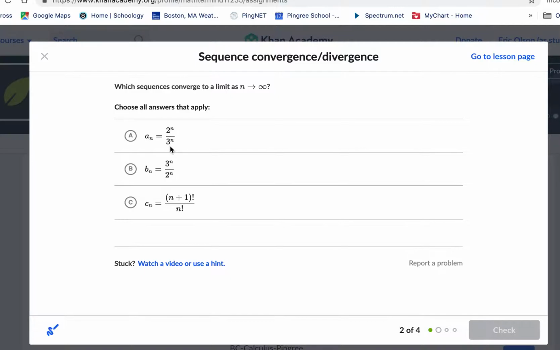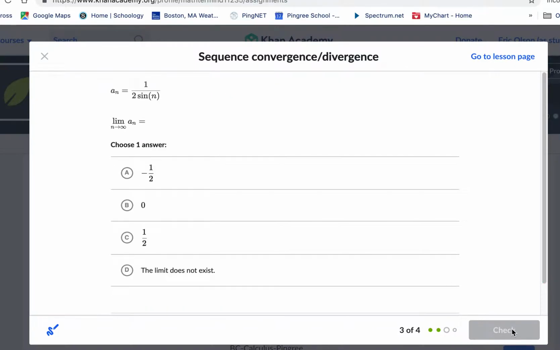This is really 2/3 raised to the n. And if I'm multiplying 2/3 times 2/3 times 2/3, that's going to go to 0. This one is 3/2. That's going to blow up to infinity. And this one is going to be n plus 1 factorial. So that's going to be like 10 factorial over 9 factorial, then 11 factorial over 10 factorial. So nope, that's the only one. Both other ones diverge. Oops, I didn't click on that right. There we go. All right, let's see if we can do one more.